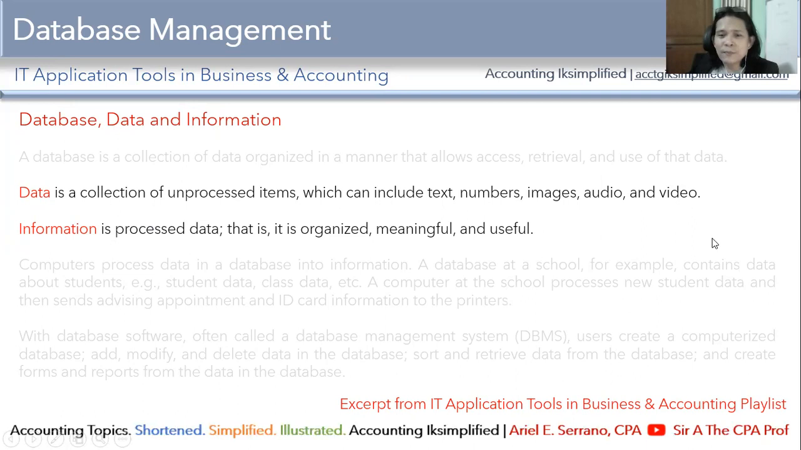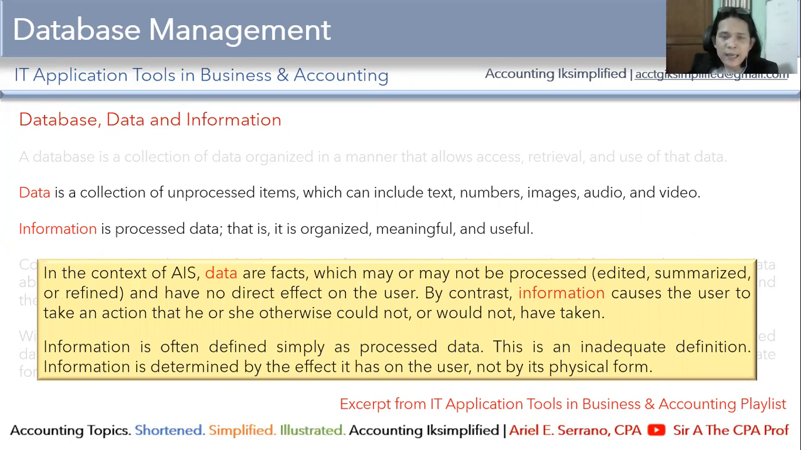Okay, now this is from the point of view of another author. However, in our context sa AIS, James Hall, sinabi niya sa kanyang libro that data are facts which may or may not be processed. Unlike here, na yung data ay unprocessed item, dito po, data are facts na maaring processed or not. Okay? It may be edited, summarized, or refined. Okay? And have no direct effect on the user.